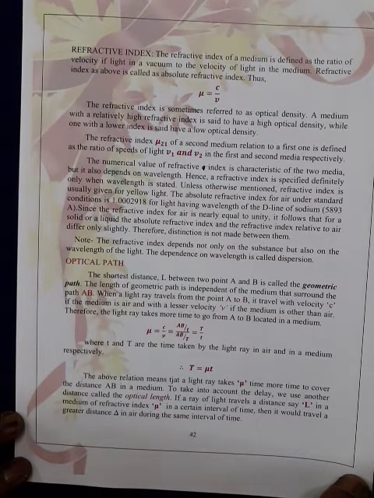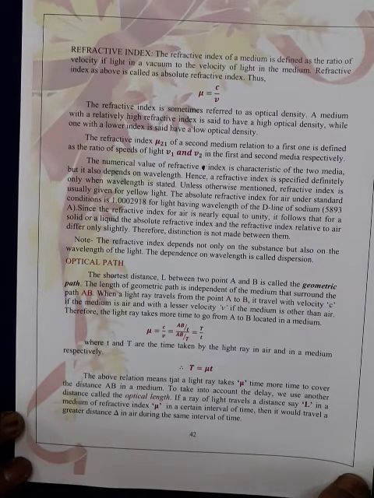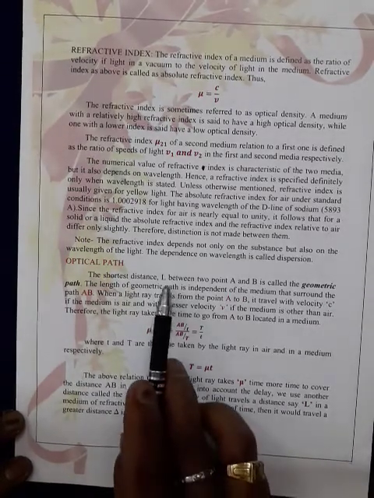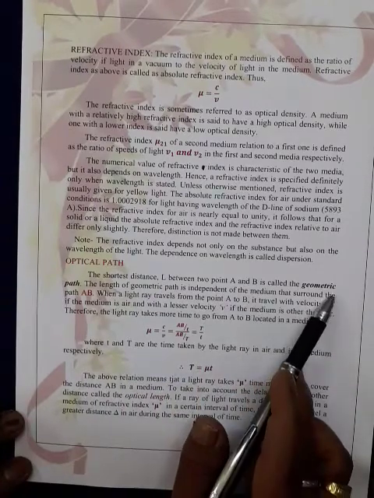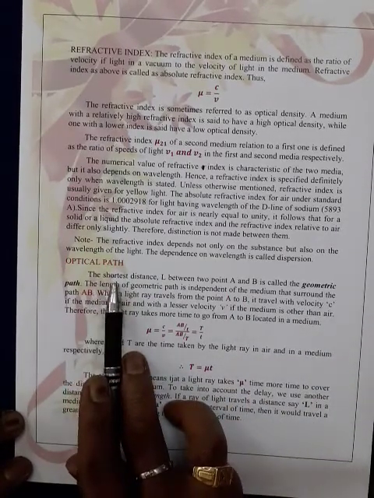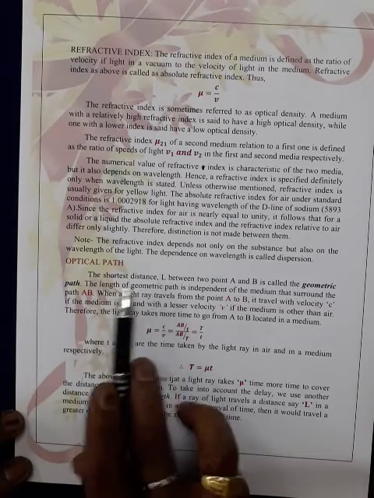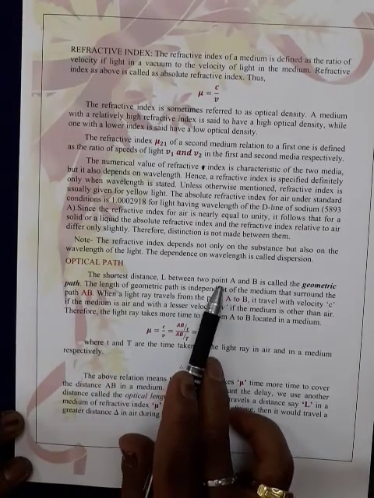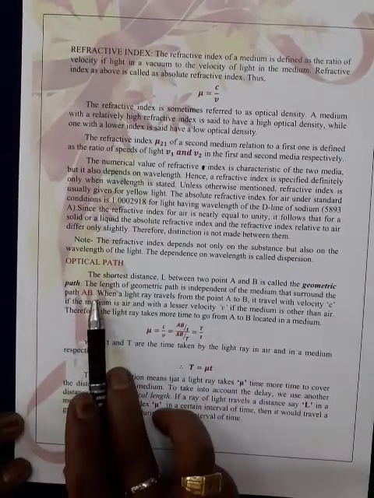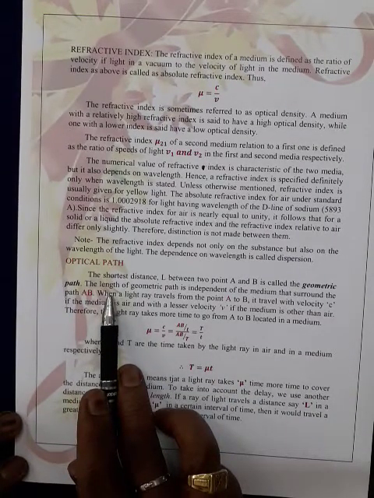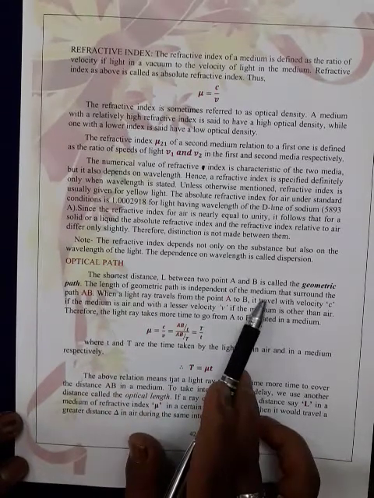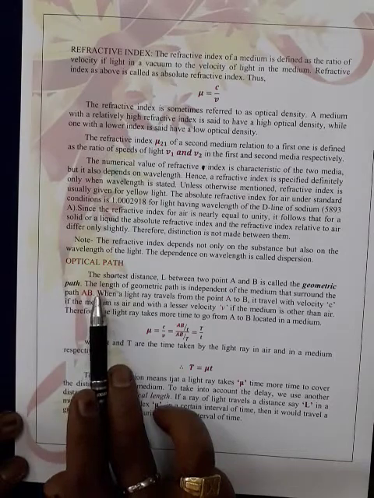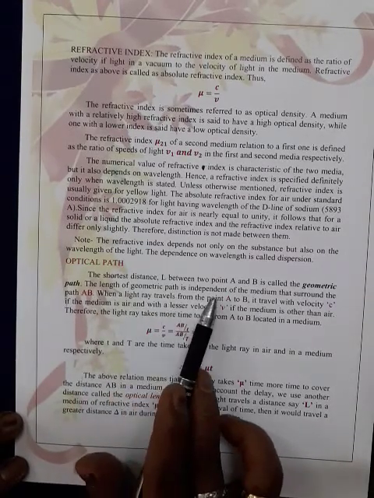If I consider the light passing from a point A to the point B, then geometrically, the shortest distance L between these 2 points A and B is called the geometrical path. You remember this: the shortest distance L between any 2 points A and B is called the geometrical path. The length of the geometrical path is independent of the medium that surrounds the path AB.